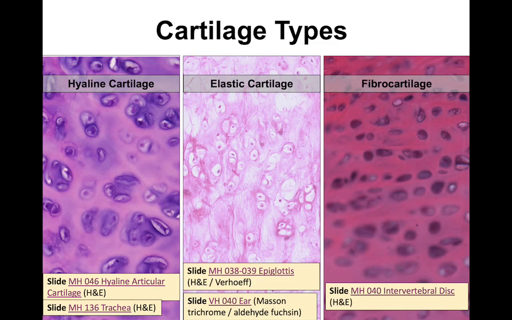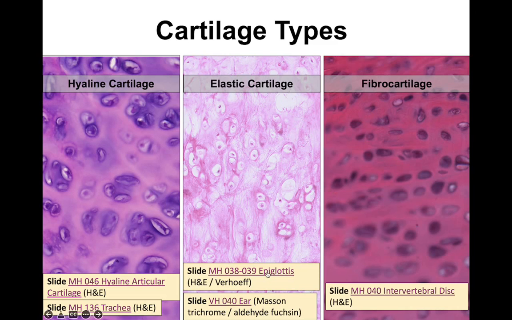And the main function of elastic cartilage is flexibility. Due to the presence of these elastic fibers, it's highly flexible. So when you see some examples of elastic cartilage, the external ear or the pinna is highly flexible and is composed of elastic cartilage. Epiglottis, one of the cartilages in larynx, is another example of elastic cartilage.